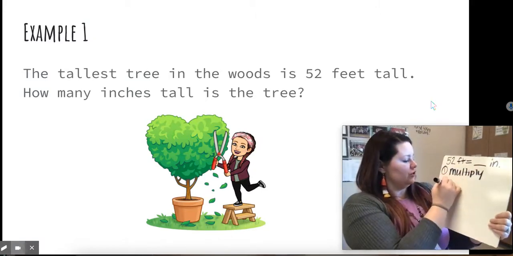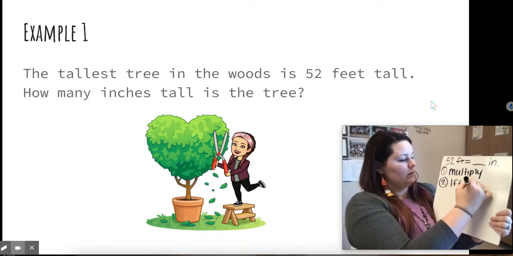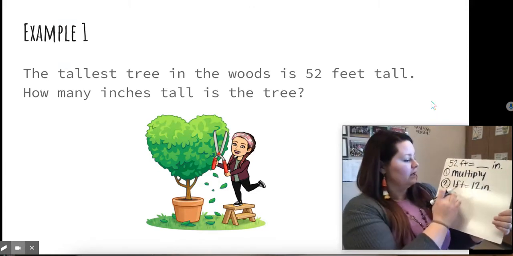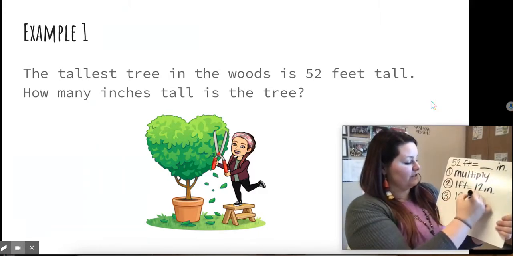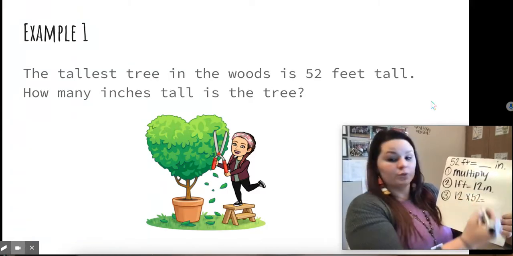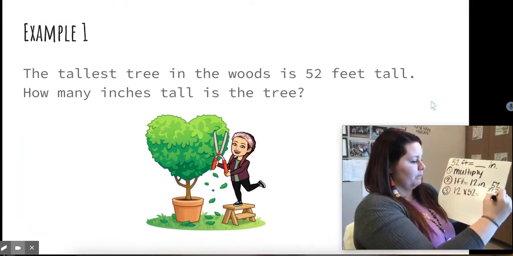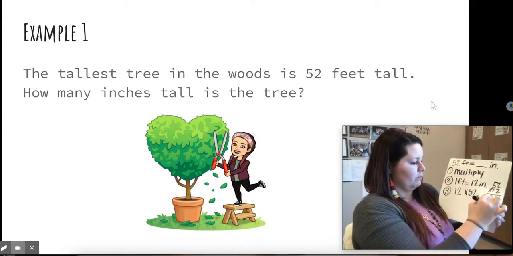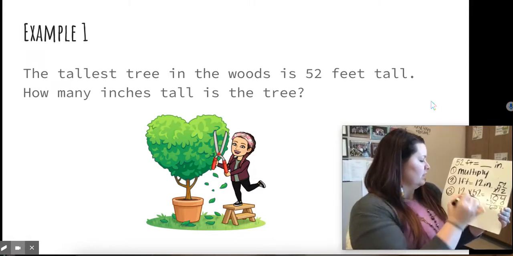Step 2, figure out how many inches are in 1 foot. Well, we know 1 foot equals 12 inches. The next step is to complete the conversion. If there are 12 inches in 1 foot, we need that times 52. So 12 times 52 will get us our answer. So our answer is 624 inches in 52 feet.